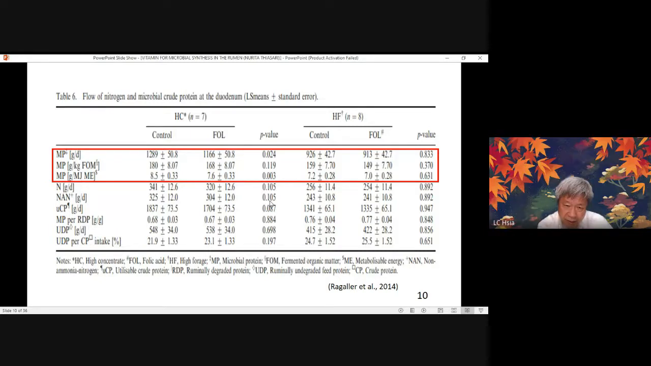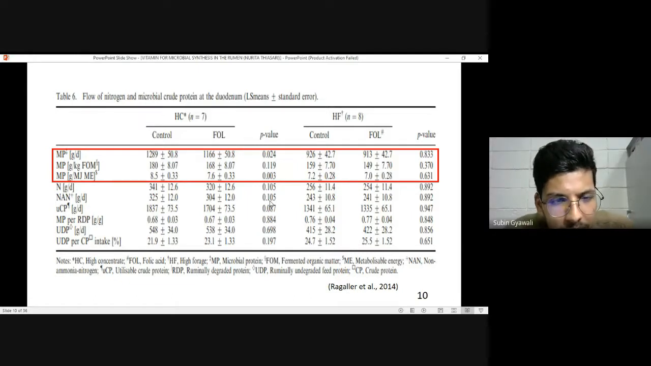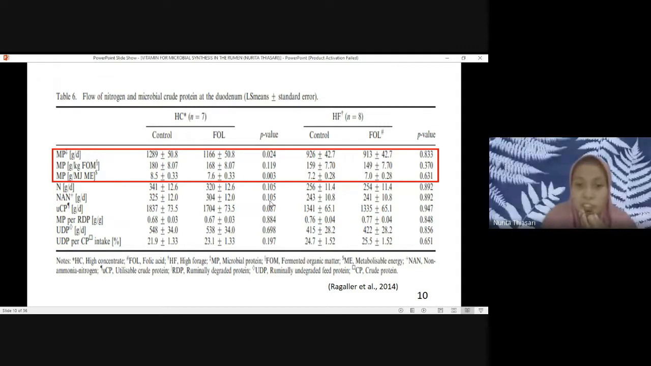Jed, can you understand my comments? Yes, I can understand. As the professor said, the high concentrate and the high forage might have different energy levels, but in high concentrate, the control and folic acid treatment both have the same energy level, right? And in high forage, the control and folic acid might have the same energy level, right? That's why I also was confused. Yes, thank you. I have to check again. Thank you.